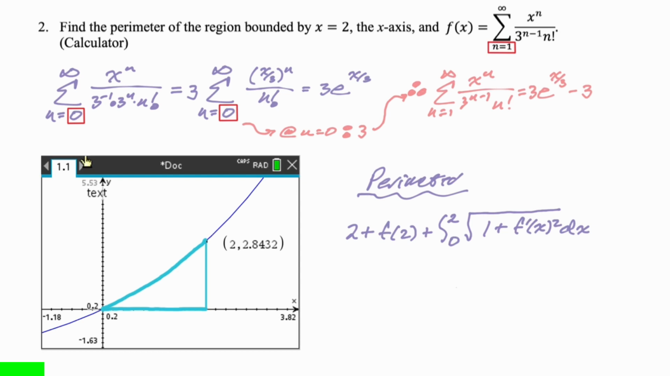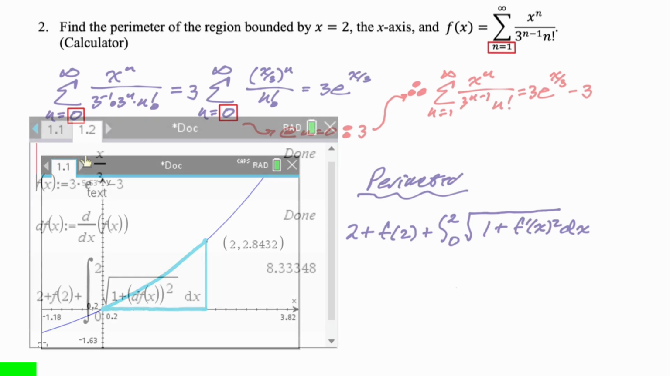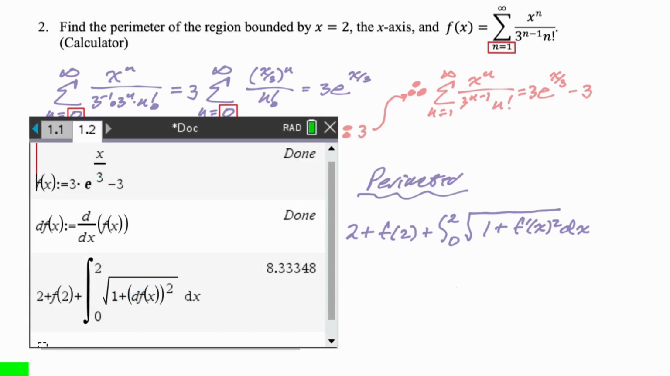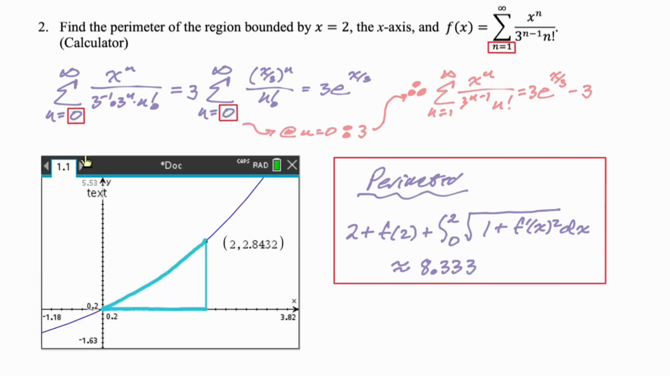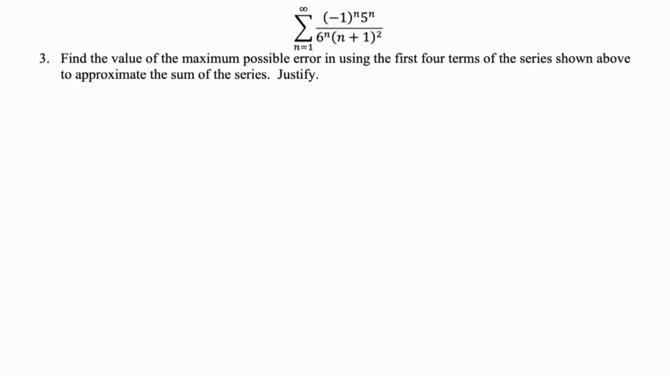So what I did was I just punched it into the calculator. You can see an image of that here, and I'm going to write down what we got. So I got approximately 8.333. All right, let's take a look at the next question.